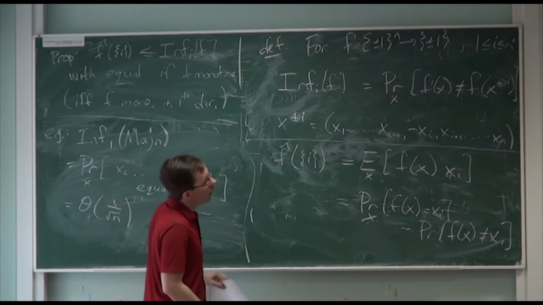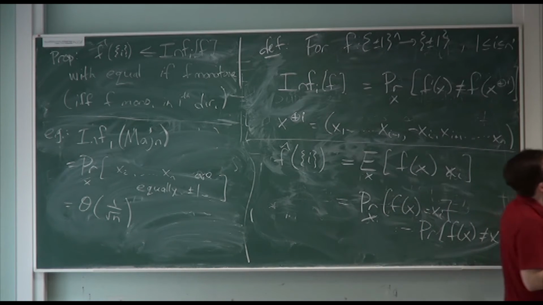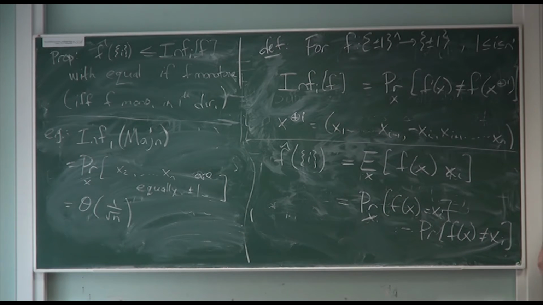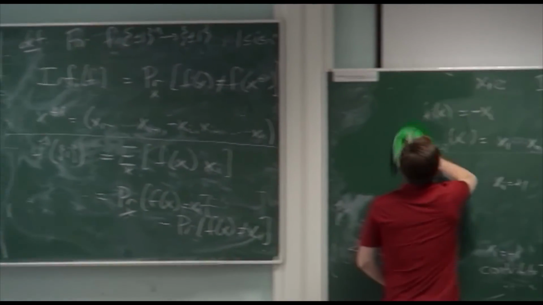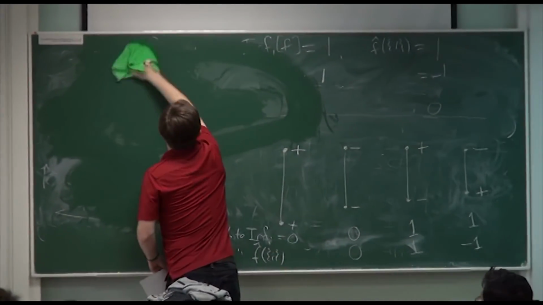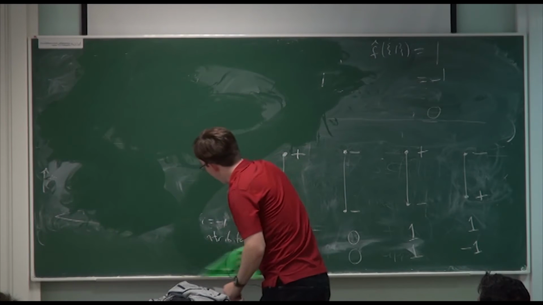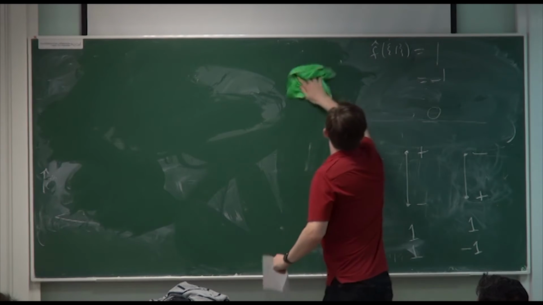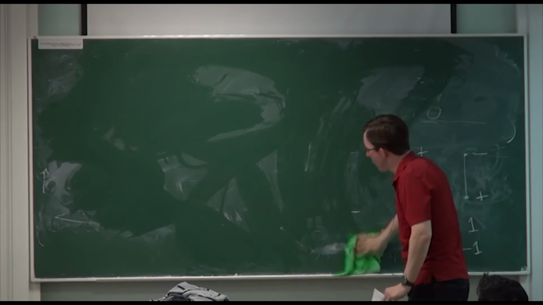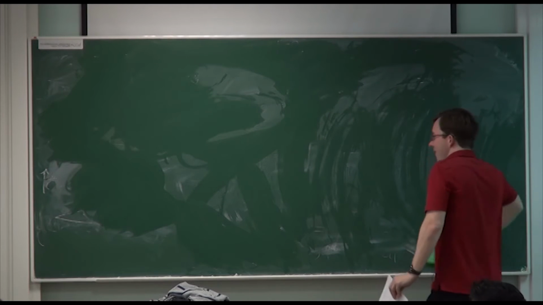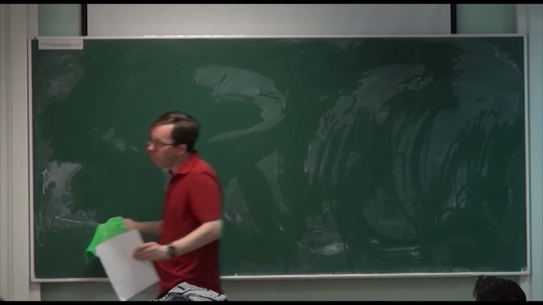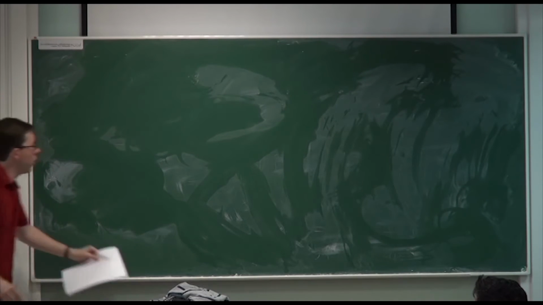Good. So, right. So influences are a natural quantity, measuring the importance of a coordinate to a function. And now I'll show you that there's a very simple formula for the influence of a coordinate in terms of the Fourier coefficients. So this is another example of this philosophy of Fourier analysis, that if you know the Fourier coefficients of a function, it tells you some interesting, nice, simple properties about the function. So here's what I want to prove to you.